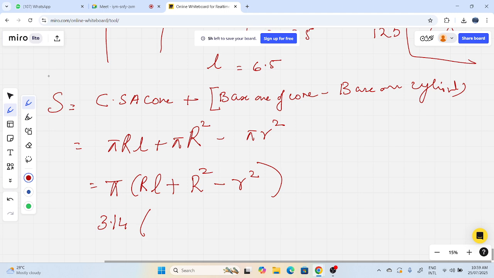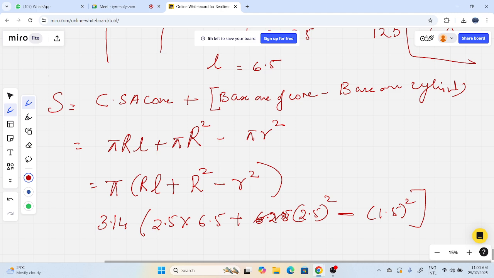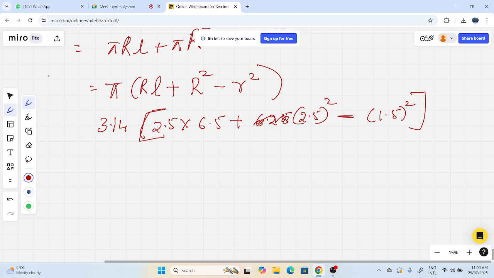So pi is 3.14 and inside, 2.5 into 6.5, and r square is how much? 2.5 square, minus how much is the small one? 1.5 square. Did anybody do these calculations? For now, I got 51.025. Wait, no, not for this whole thing.